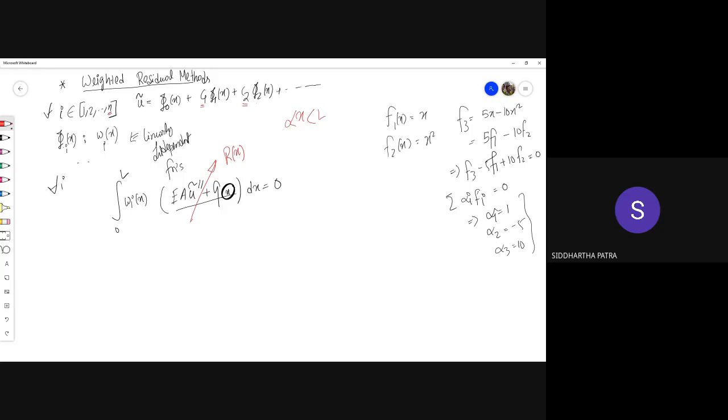Which, let's say, minimizes this weighted residual. Now what sort of function must wi be? There is a wide discussion on that, and that basically spans the range of all the weighted residual methods. But today we would talk about something called Galerkin's method.